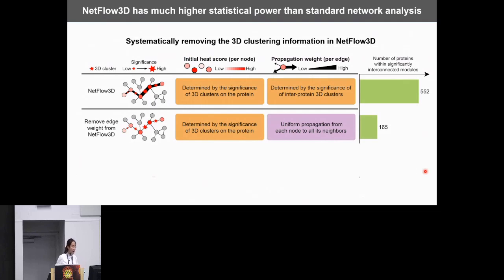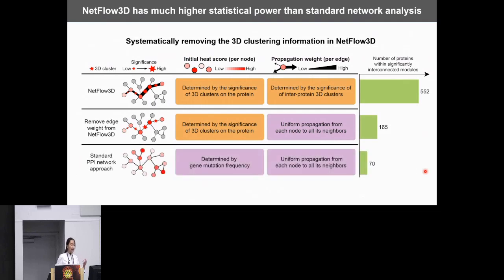And on top of that, I further removed the initial heat scores that NetFlow3D assigned to each protein, which I just replaced with gene mutation frequency. In this way, the resulting modules contain only 1/8 of the proteins compared to the original NetFlow3D identified modules. So this result shows that by incorporating more and more 3D clustering information, which is provided by protein structure, we can really boost the statistical power.